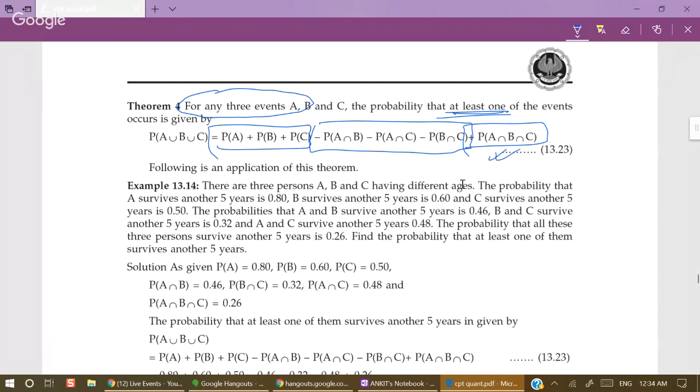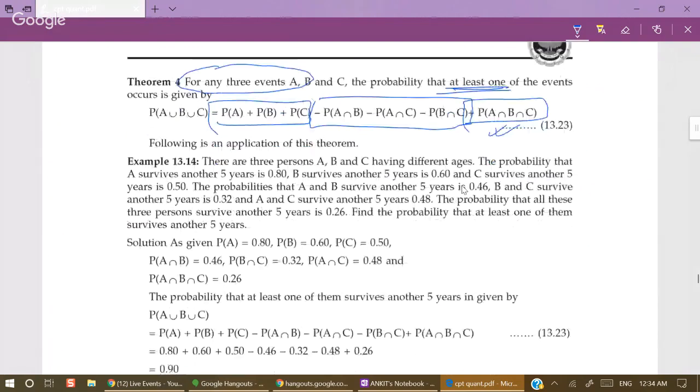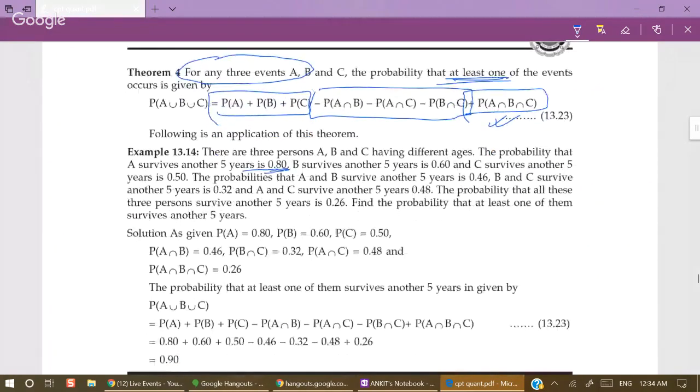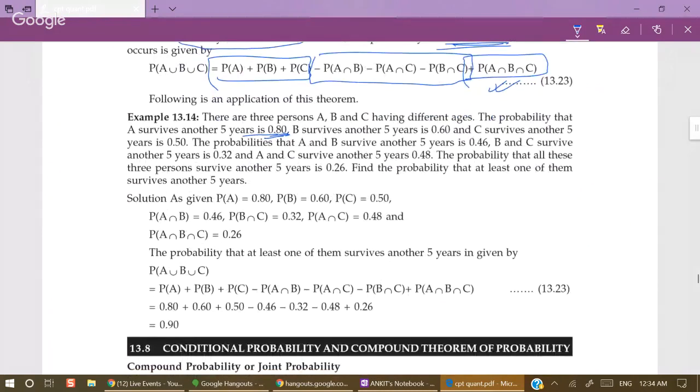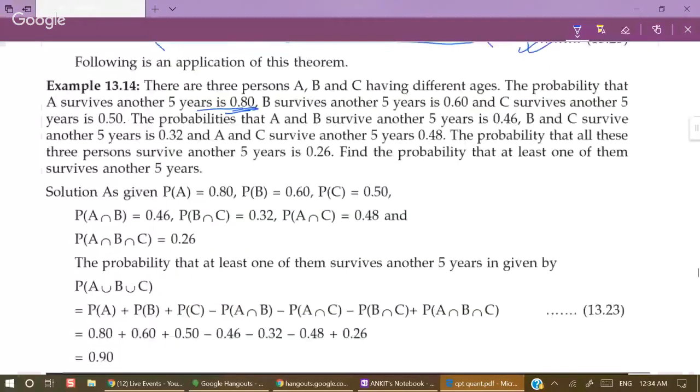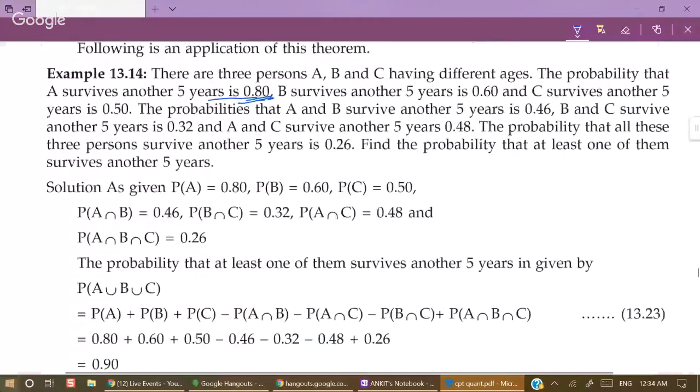There are three persons A, B, and C having different ages. The probability that A survives another 5 years is 0.80. B survives... Yes, you read this example. I'll give you a couple of minutes. If you cannot see, then I'm zooming this portion. Now I think you'll be able to see that.